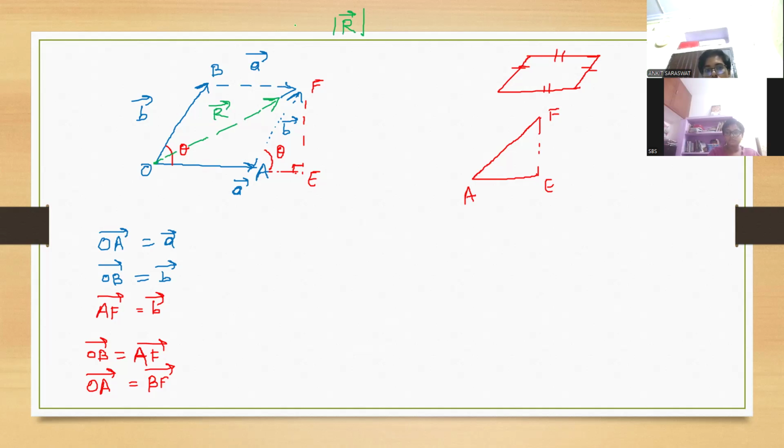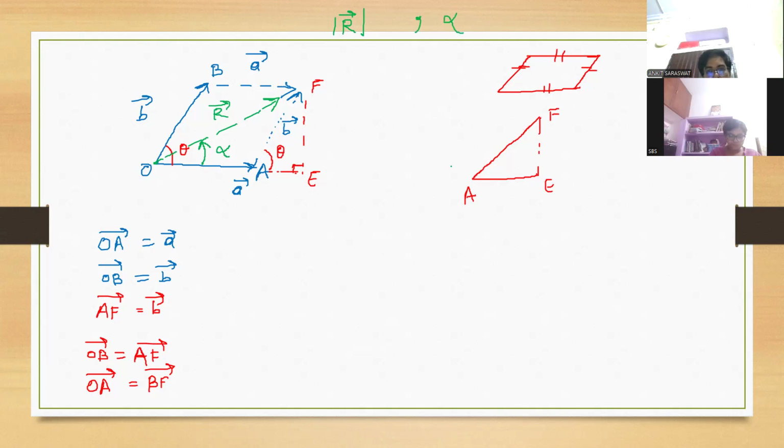So how to find the magnitude? First, I will tell you. And how to find the direction? Who is telling the direction? The angle. Very good. Let us suppose alpha. So we need to find alpha and mod R. Then only we can draw any vector. So our objective is to find these two things: one is mod R, one is alpha.